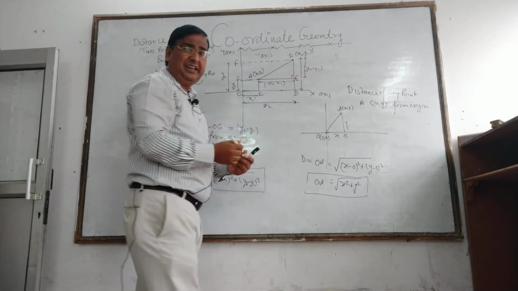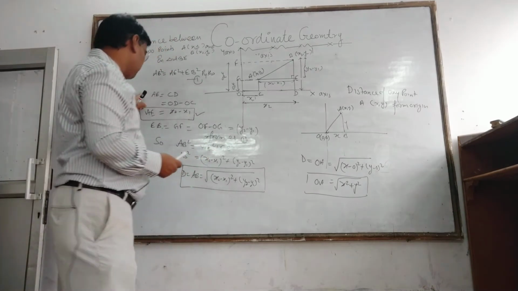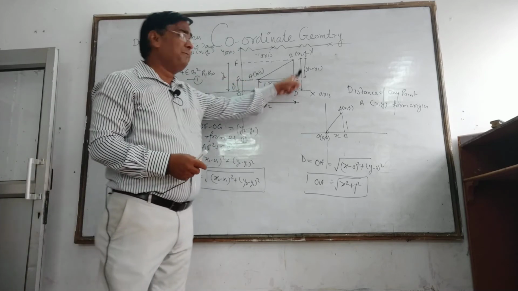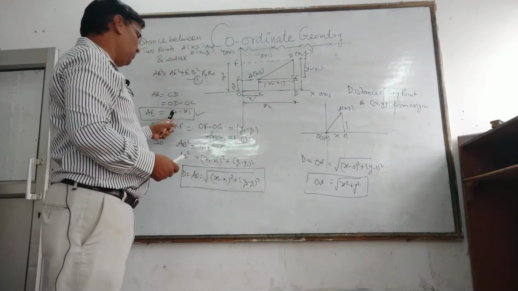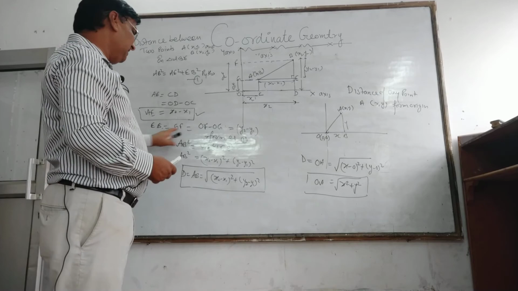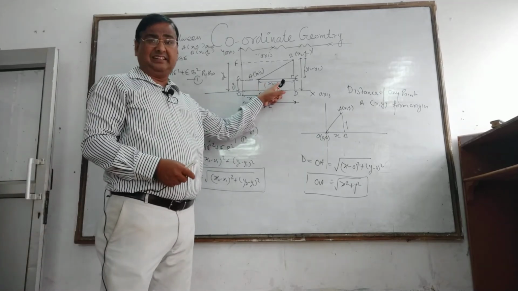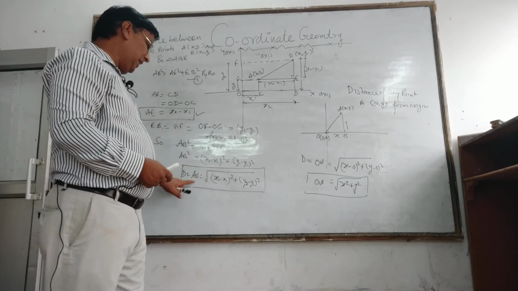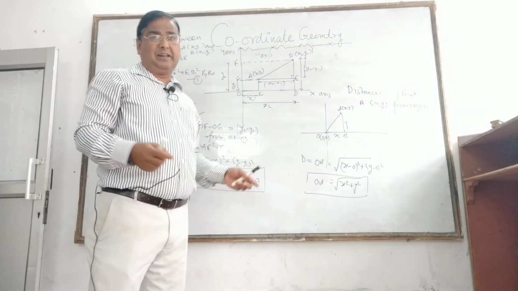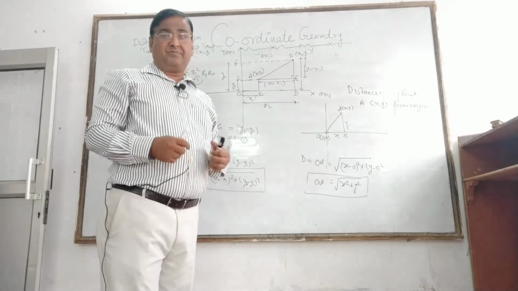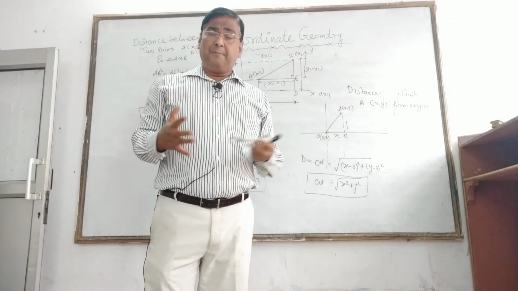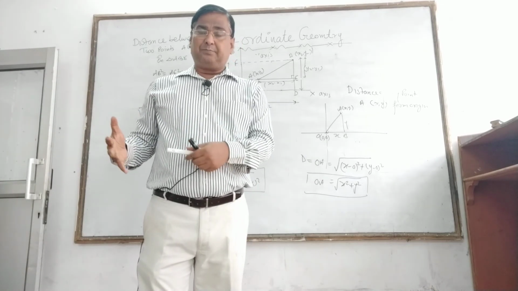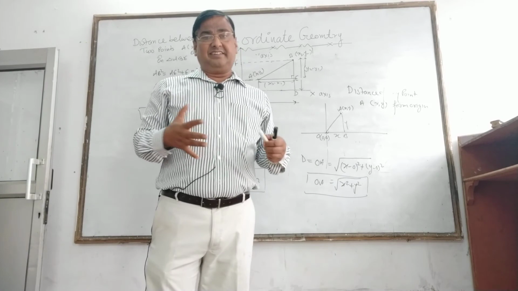With the help of the Pythagoras theorem, in triangle AEB, AB square is equal to AE square plus EB square. AE is x2 minus x1 and EB is y2 minus y1. So AB will be the square root of (x2 minus x1) whole square plus (y2 minus y1) whole square. That's all. This is the distance formula, and using this distance formula we will do the whole exercise, first an exercise based on the distance formula.